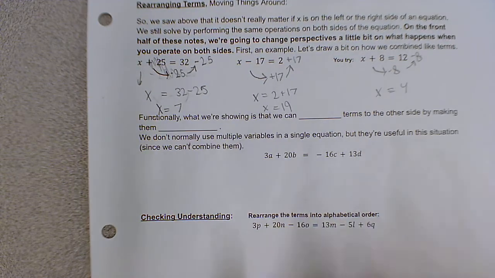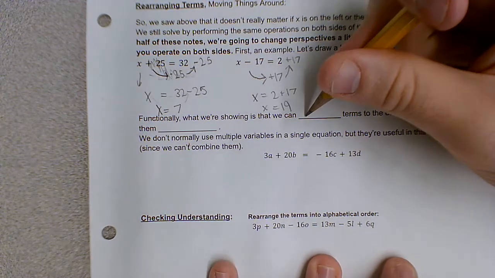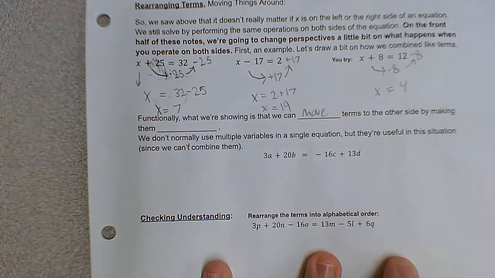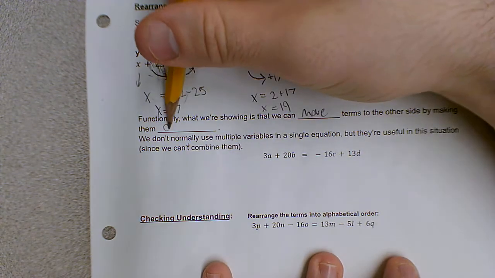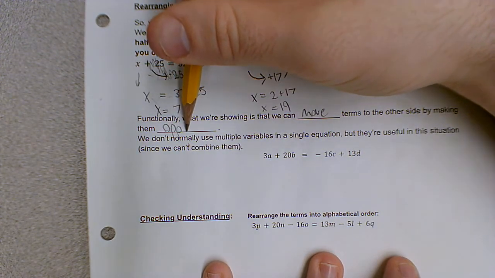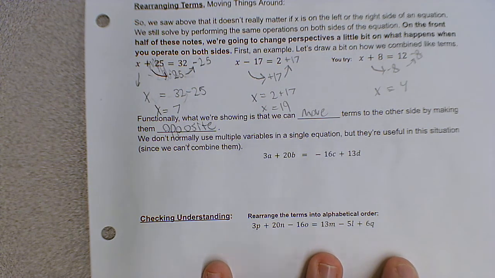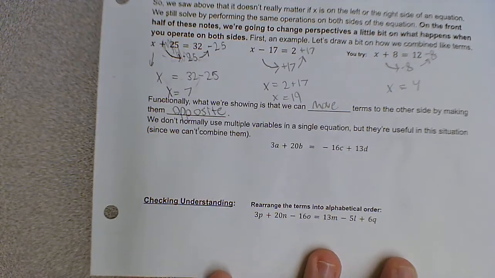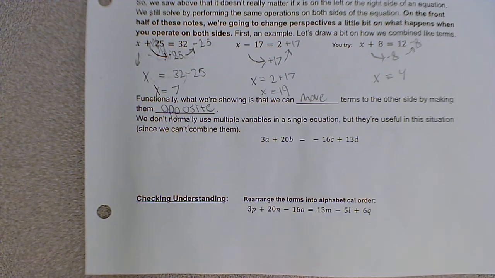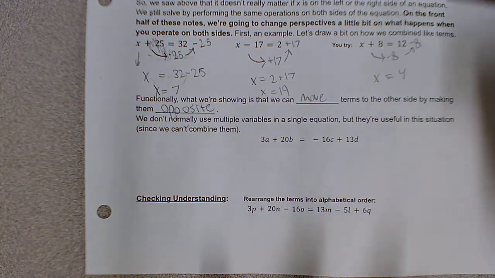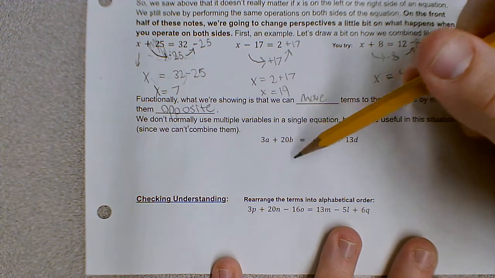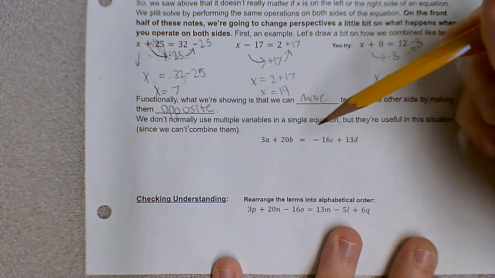So functionally, what we're showing is that we can move terms to the other side by making them opposite. Positive to negative, negative to positive. We don't normally use variables in a single equation, but they're useful in this situation since we can't combine them. I'm going to show that I can move one of my terms over to the right and one of my terms over to the left.